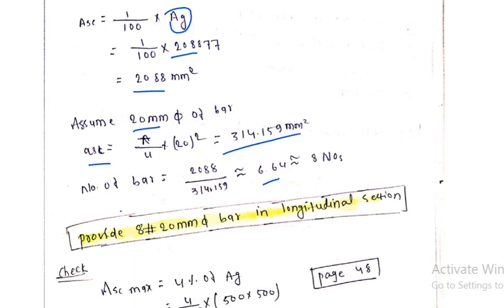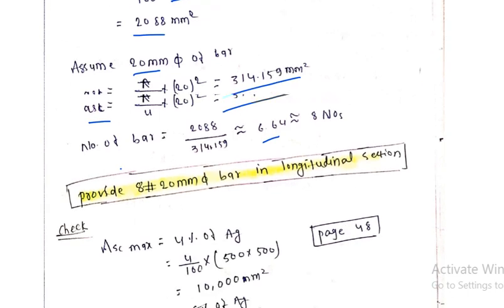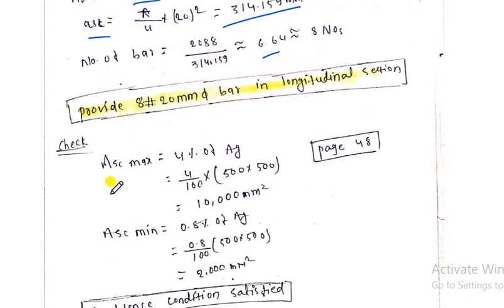Let's check whether this is correct or not. So there is a check, that is ASC max 4% of AG. This formula is given on page number 48 of the IS code book 456. If you still have it, quickly flip and check it, please check it, you will find this formula. So 4% of AG, 4 divided by 100 into AG, which is 500 into 500, its area is given, so it is 10,000 mm square.